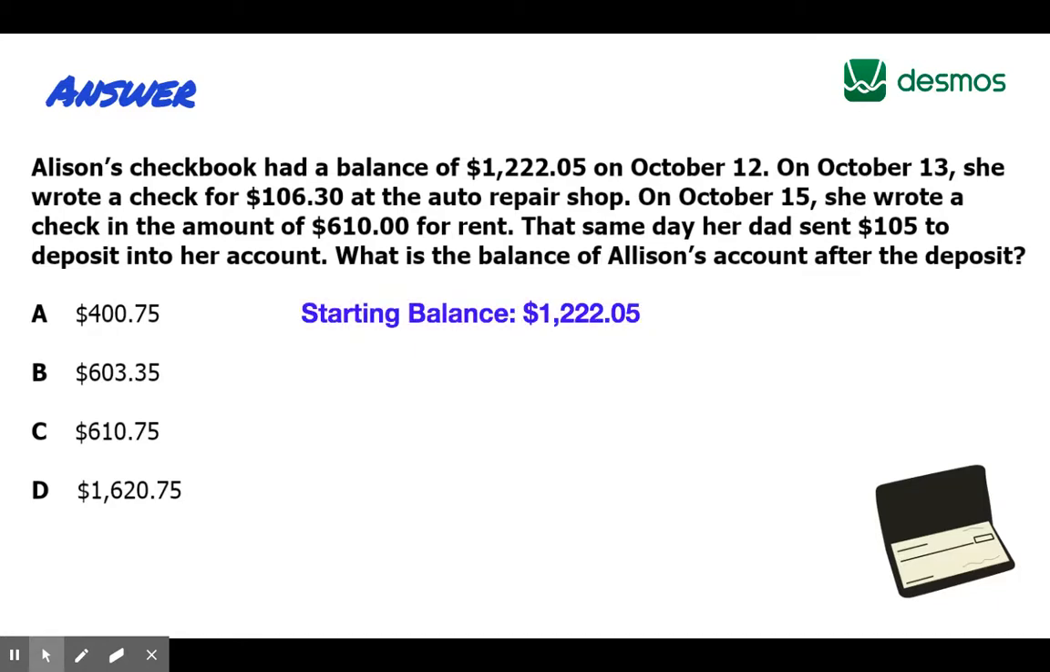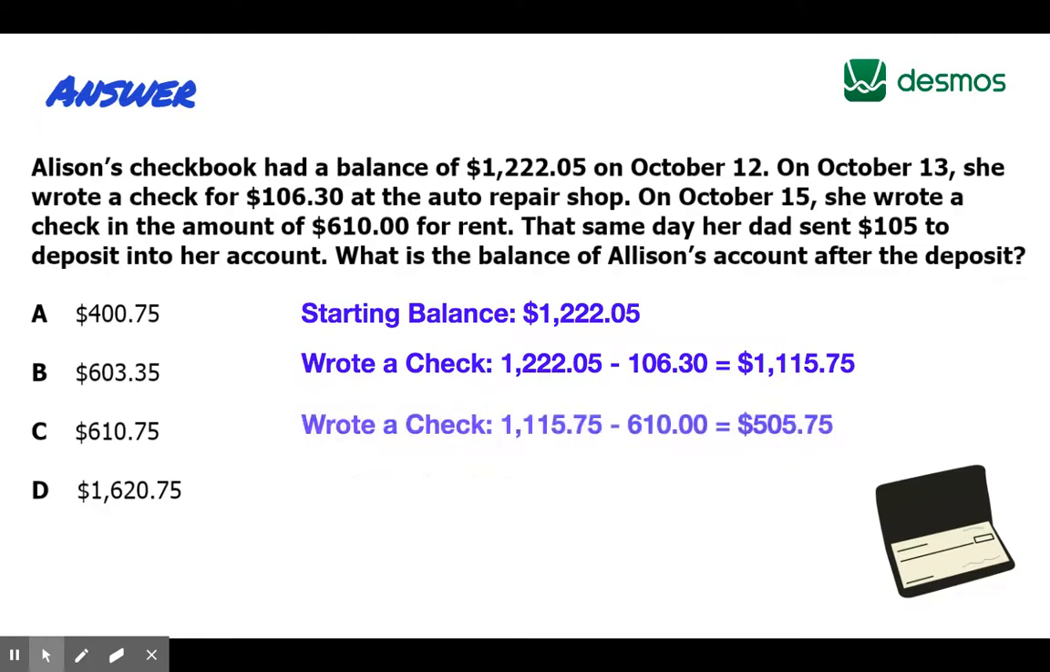So we knew our starting balance was $1,222.05. So we wrote a check, so we know we're going to subtract if we wrote a check. So then you get $1,115.75. Then you wrote another check for $610. So you get left with $500.75. And then you deposited the money, which is $105. So you should have gotten $610.75 is your balance at the end. That's your total balance afterwards.